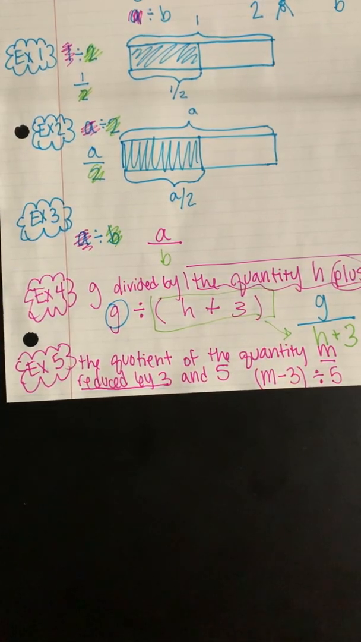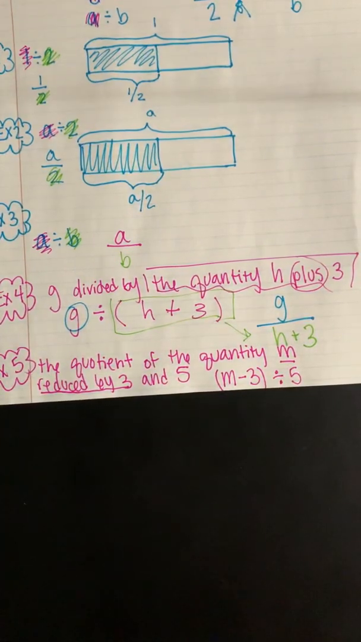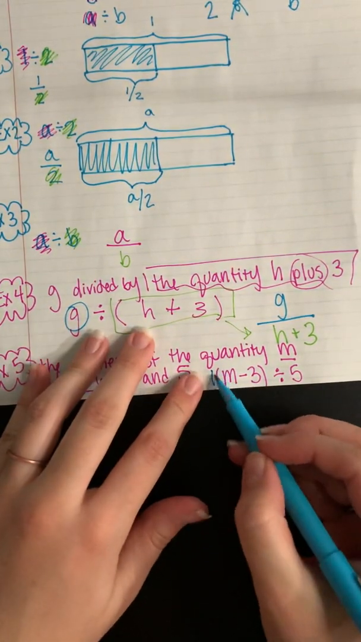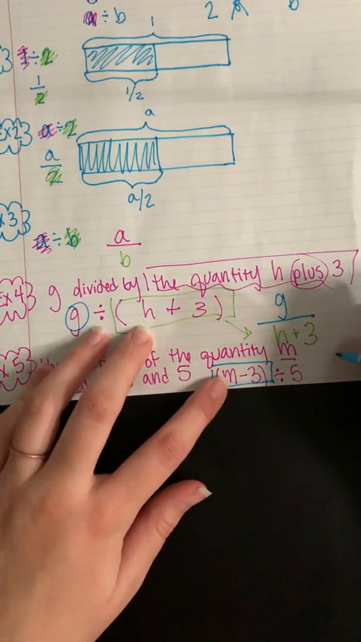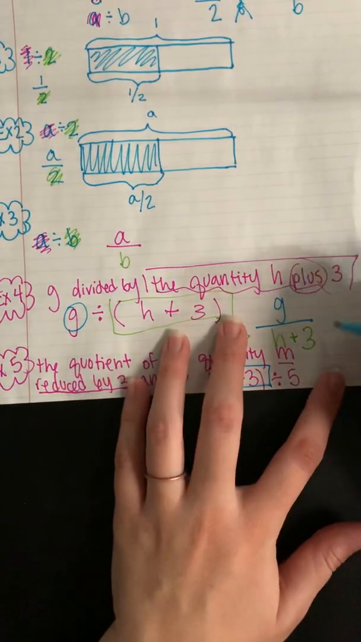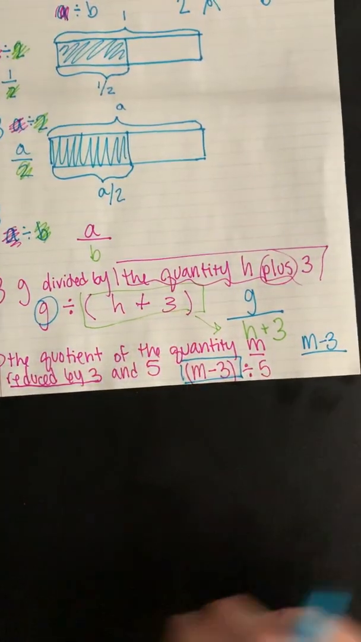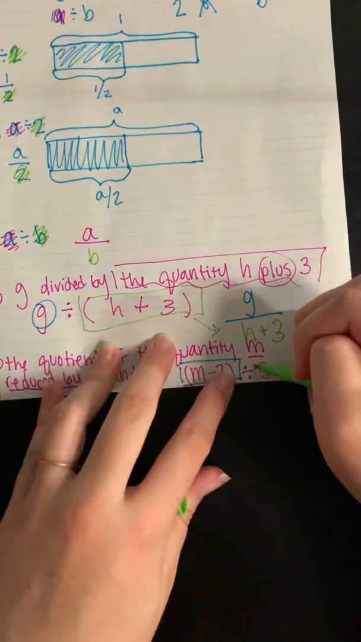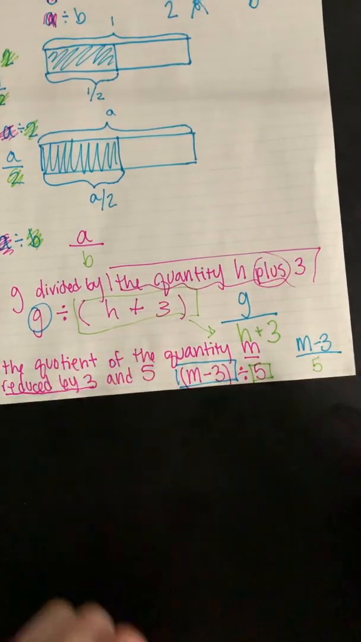So if I were to write this with our division bar, like we did up here, then everything that's my dividend, everything before the division symbol would go in the numerator. So m minus 3 will all be in the numerator, and then 5 is after the division symbol. That's my divisor, that goes in the denominator.